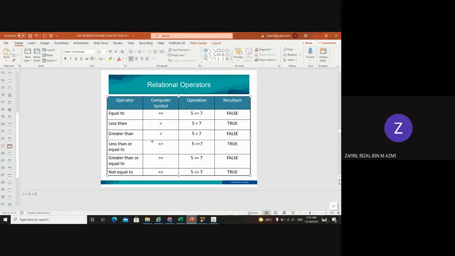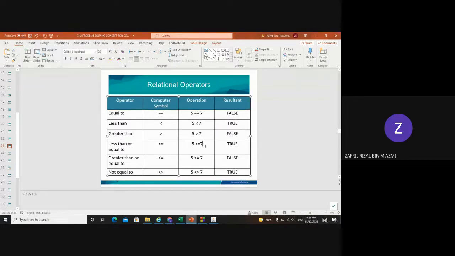Okay, so less than. This is how you do it. If you want to apply it over here, we do comparison between C and A plus B. If C is less than A plus B, the value is going to be true. This is greater than, this is less than or equal.